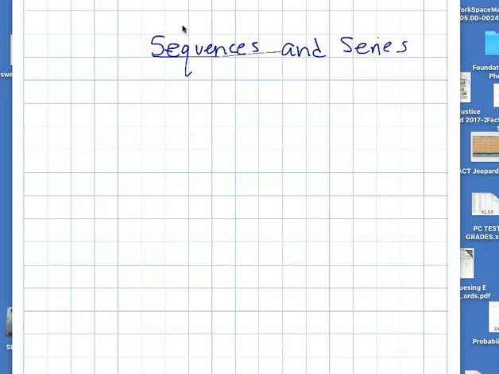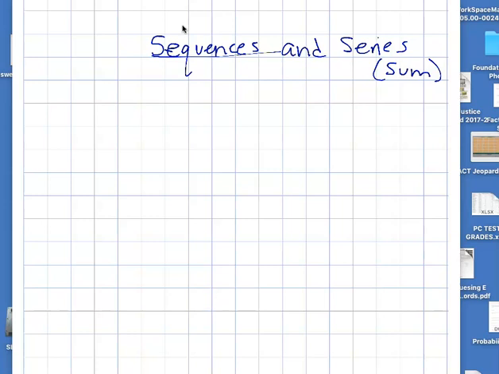Today we're going to start a new chapter on sequences and series. Sequences are just a list of numbers that we're listing out. A series is some sort of sum. So I'm going to write a couple down here.